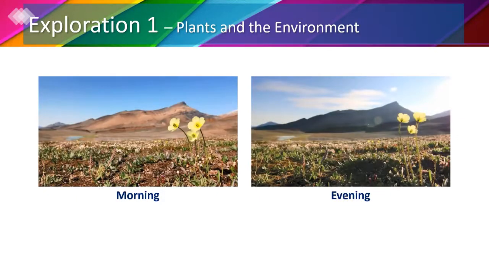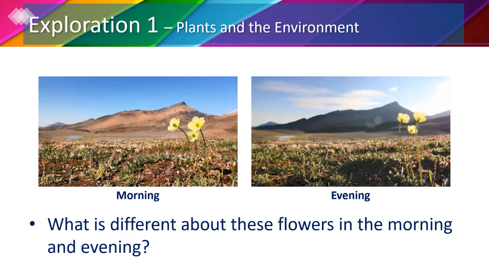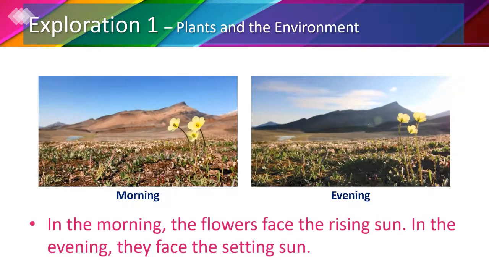If you look at these two pictures, what do you think is different about these flowers in the morning and in the evening? Pause the video and think about this question. Then unpause it so we can continue. Well, in the morning, the flowers seem to be facing the rising sun, but in the evening, they face the setting sun. Either way, these flowers are still following the sun wherever it goes. We're going to watch a video together about a type of flowers called Arctic poppies that are known for following the sun.